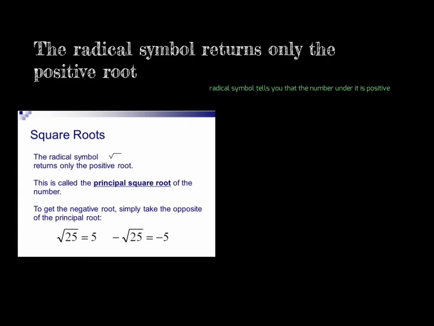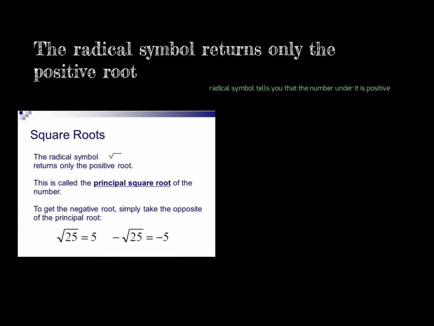The radical symbol returns only the positive root. On the internet, I found this slideshow next to our problem, and it says square roots and the radical symbol return only the positive root. This is called the principal square root of the number. To get the negative root, simply take the opposite of the principal root.